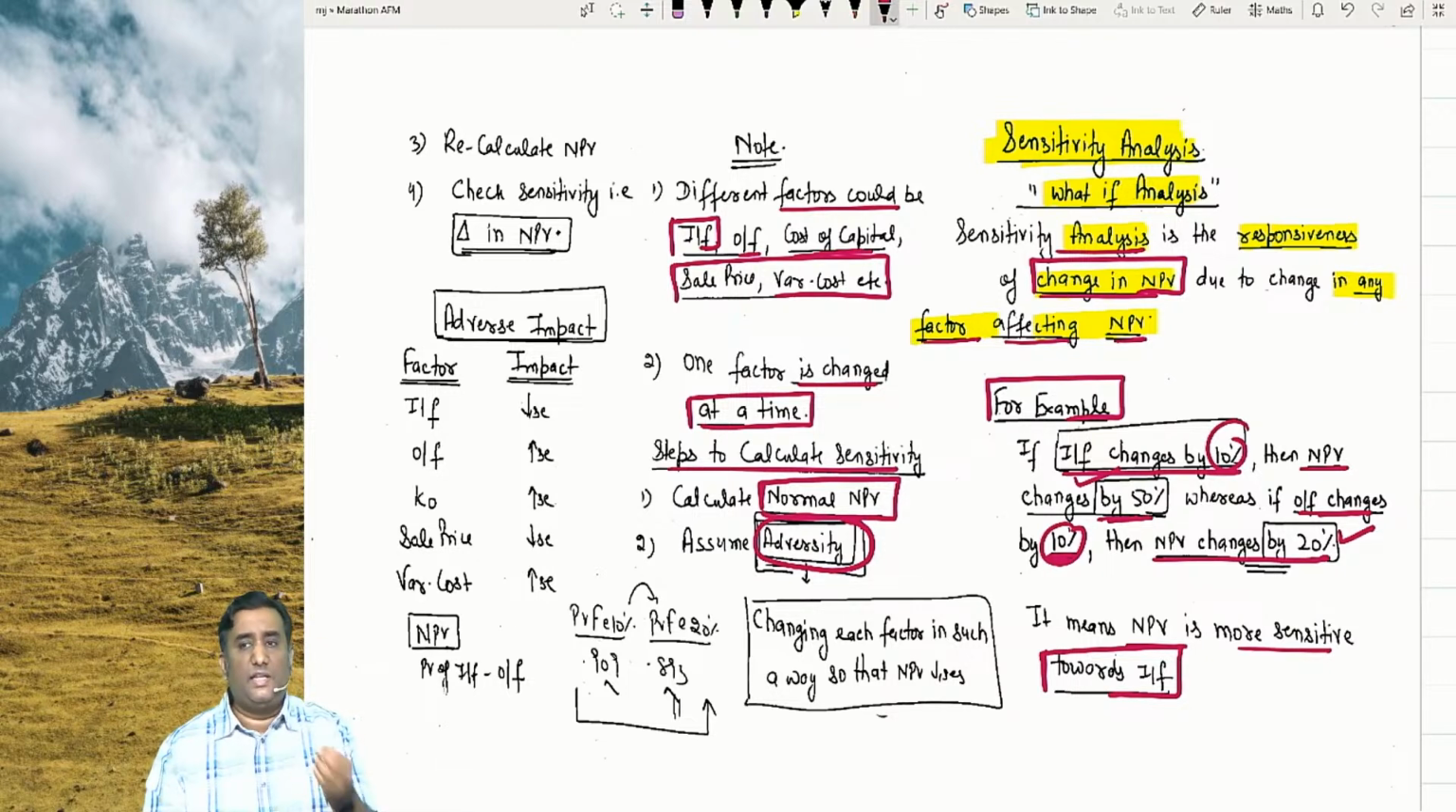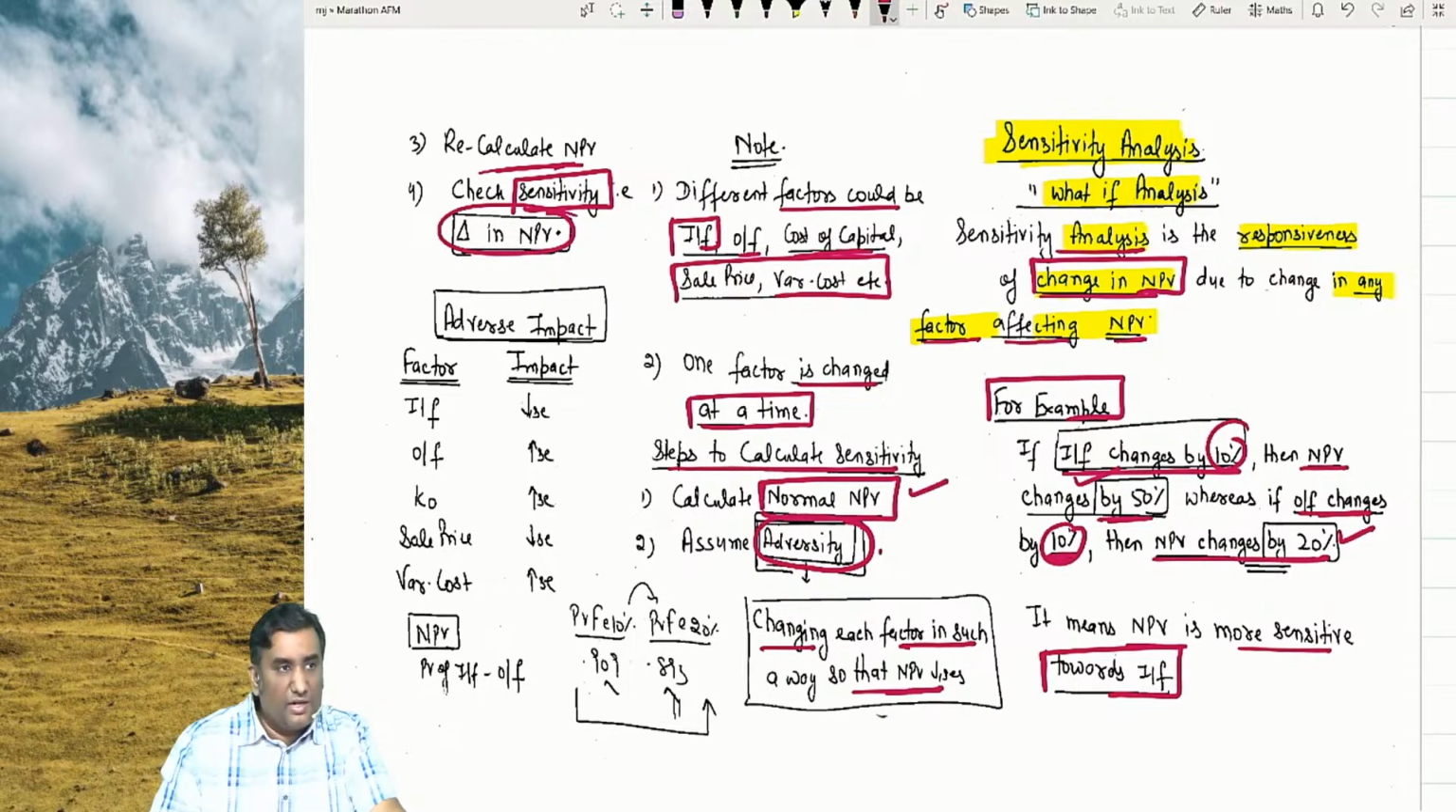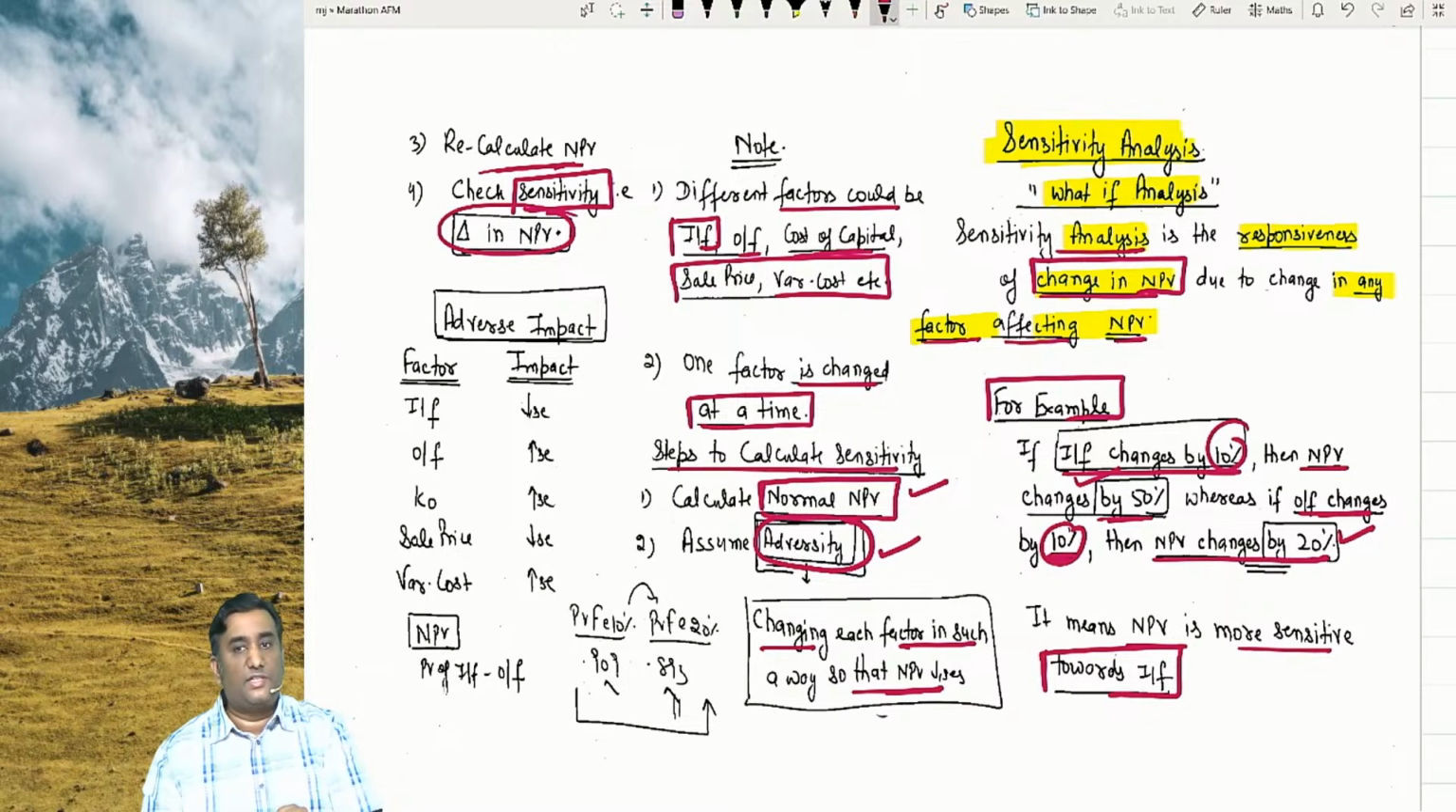That means we'll change each factor in such a way which will lead to decline in the NPV. So assuming adversity is changing each factor in such a way which will reduce what? NPV. Then recalculate NPV and check sensitivity. First normal NPV, then adversity, then new NPV, and then we'll see the percentage change in NPV. Whichever factor is leading to more change, that factor would be more sensitive.